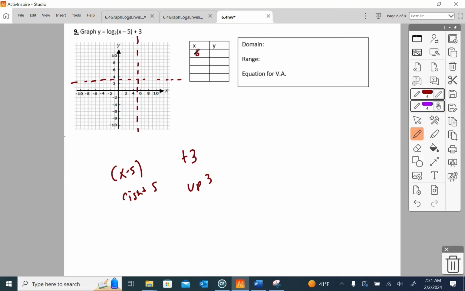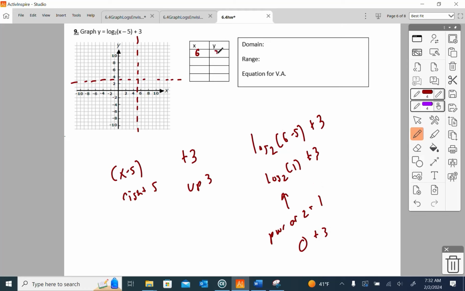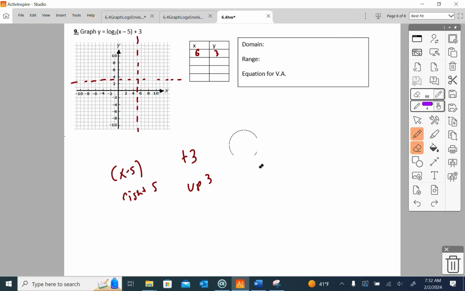Now I'm actually going to do some math here. Log base 2 of 6 minus 5, plus 3, is log base 2 of 1 plus 3. This says power of 2 equal to 1. And the answer is 0. So 0 plus 3 is 3. You don't have to use technology for things if you understand things. It's just the way it is.